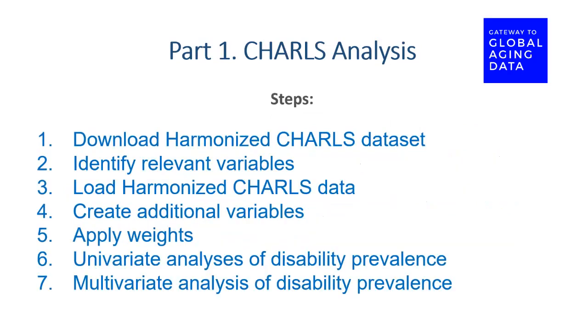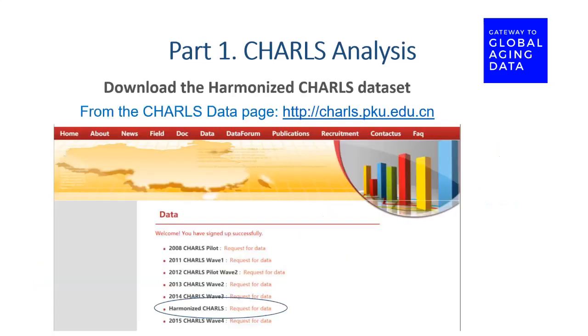So the first step will be to download the harmonized Charles. This is assuming you've never worked with this harmonized data set before. We want to download it. We're going to identify our relevant variables. We're going to load the harmonized Charles data. We're going to create some additional variables particular to this analysis. We're going to apply weights, and we're going to do some univariate analyses of disability prevalence and a multivariate analysis of disability prevalence.